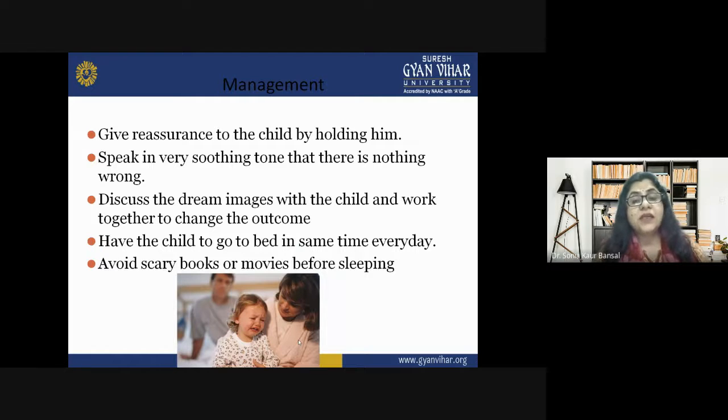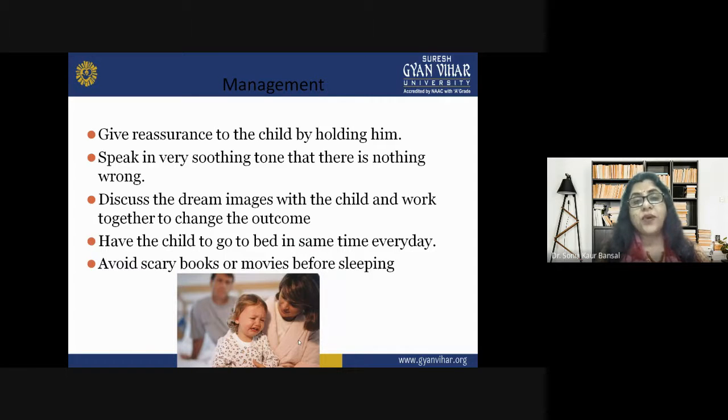And instead, if you are going to do the opposite, if you're going to shout, just believe me, the problem is definitely going to become severe rather than be solved. So discuss the dream images with the child and work together to change the outcome as well. Then have the child go to bed at the same time every day.